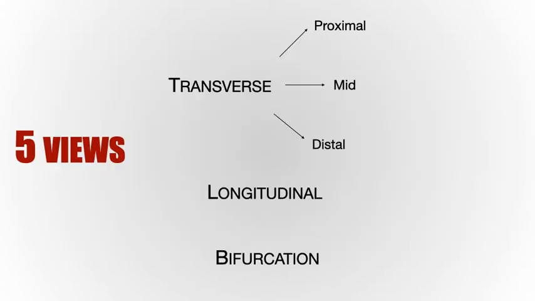There are a total of 5 images and clips that should be obtained for a complete exam. You should have measurements of the proximal, mid, and distal aorta in the transverse orientation. You should also obtain a longitudinal view of the proximal and distal aorta, and finally a clip of the distal aorta bifurcating into the iliac arteries.